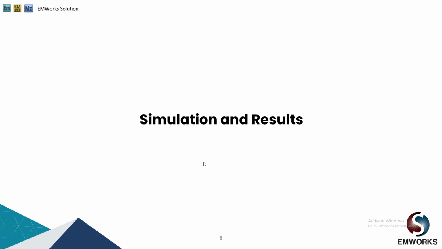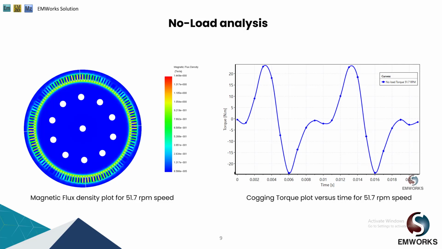So moving on to the simulation and results. First, we have no-load analysis. We can see the magnetic flux density plot at the base speed of the generator using the software EMWorks 2D. And through this plot, we can understand the point of saturation in the generator.